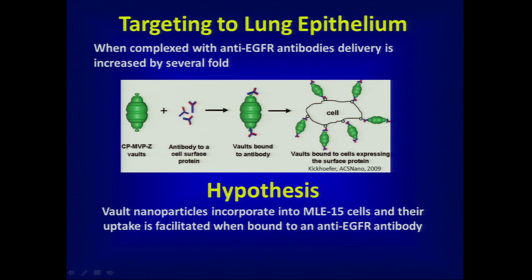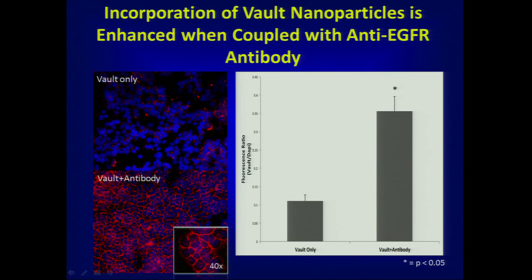So our hypothesis is that Vault nanoparticles incorporate into MLE15 cells, and their uptake is facilitated when bound to an anti-EGFR antibody. MLE15 cells being a mouse lung epithelium. So these are our results. The incorporation of Vault nanoparticles is enhanced when coupled with an anti-EGFR antibody. And in this upper portion, it's just Vault alone.